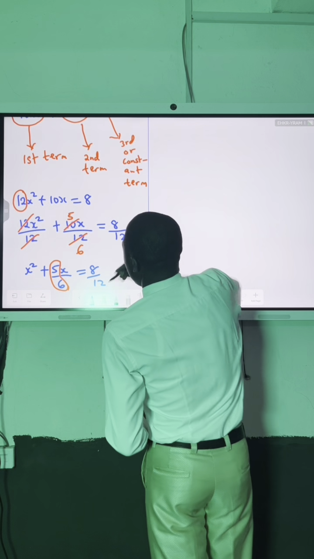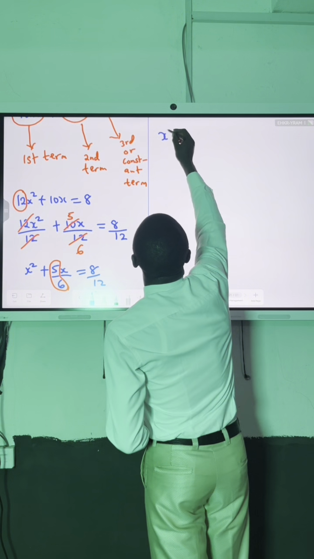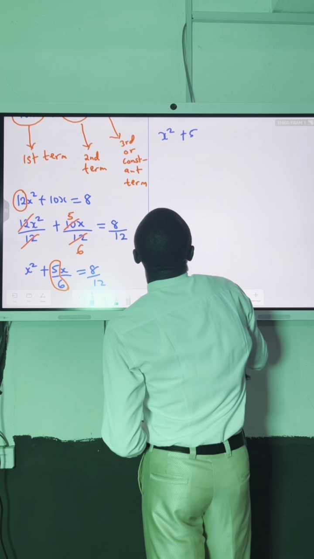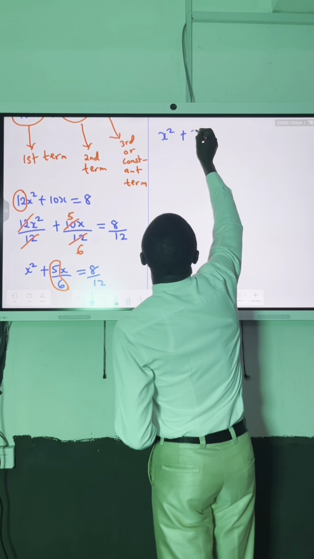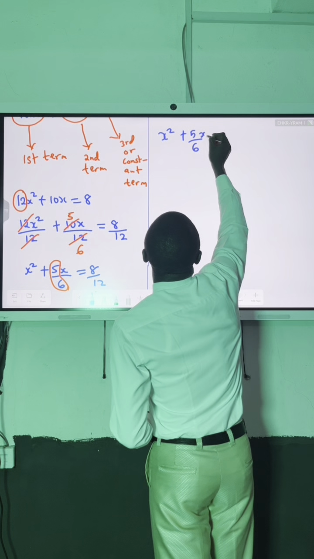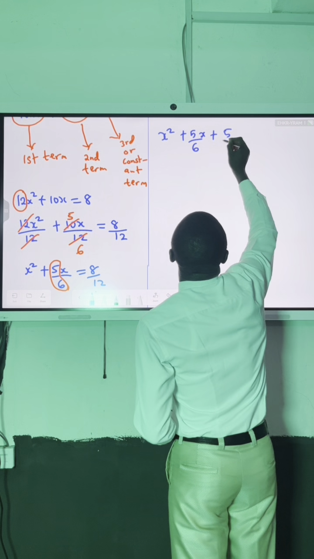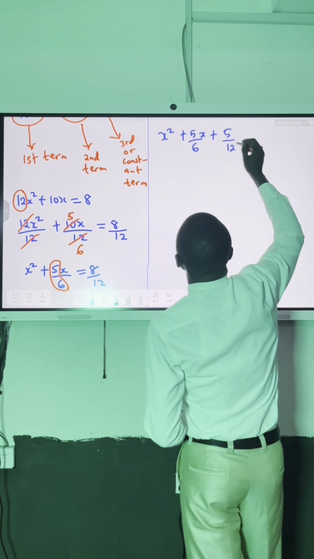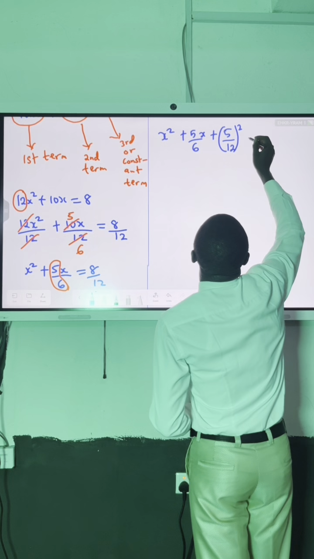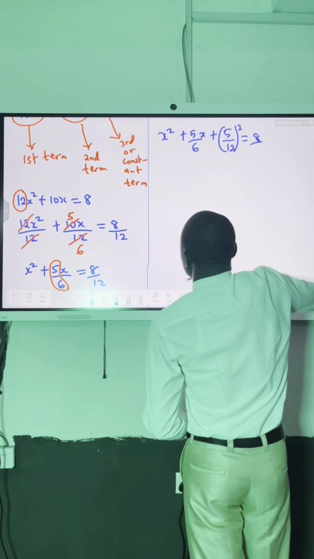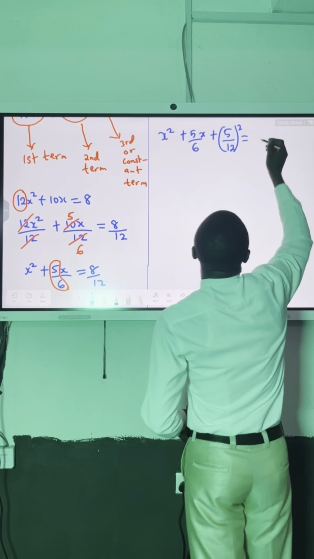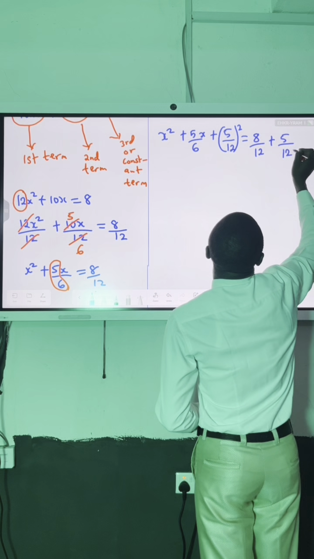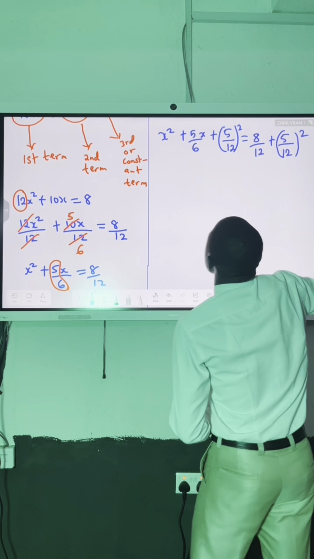So we're going to have x squared plus 5 over 6 x plus 5 over 12, all squared, is equal to 8 over 12, and then plus the same 5 over 12, all squared.